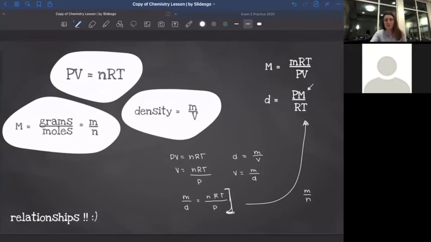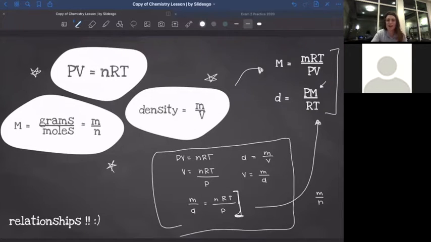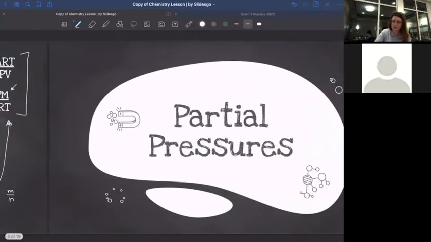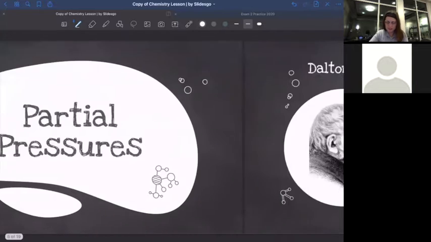As you can tell from this, it's really important to know the relationships. I think as long as you know these relationships, you should be able to get to these on the test. I'm not really planning on memorizing these. I'm just going to stick with what I know, and I'm going to be able to find it based on these relationships that I just derived. So know how to manipulate equations, and I think that'll be a huge help on the test. And so now I'm going to move on to partial pressures.